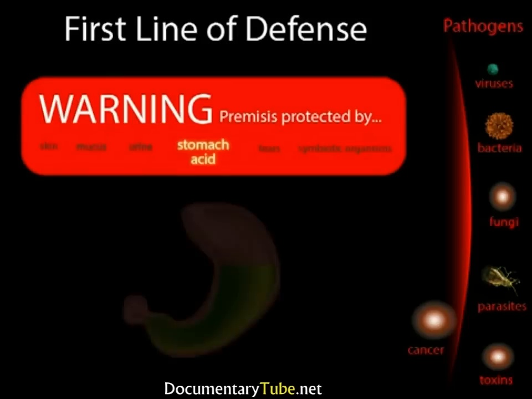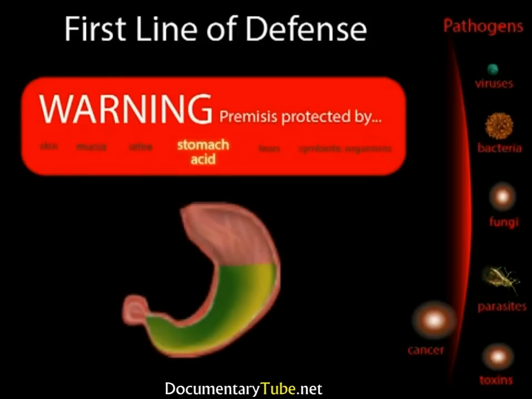The acid in the gastric juice kills most pathogens. Thus, swallowing our own mucus helps us kill pathogens that are stuck in the mucus. If we eat food that contains bacteria, as most food does, the gastric juice in our stomach kills those bacteria before they can do any damage.